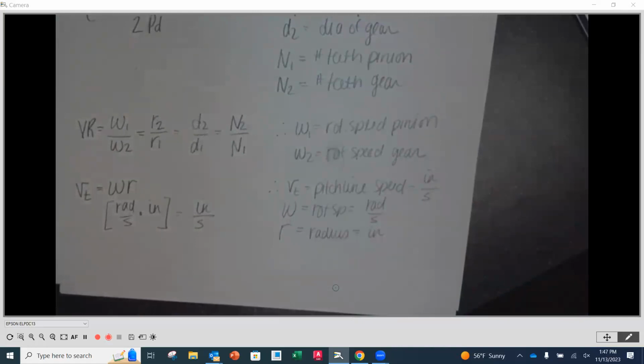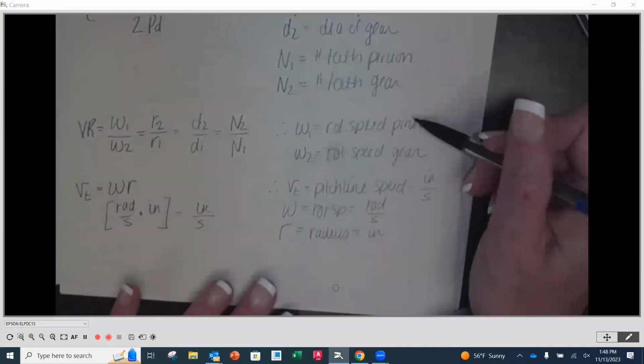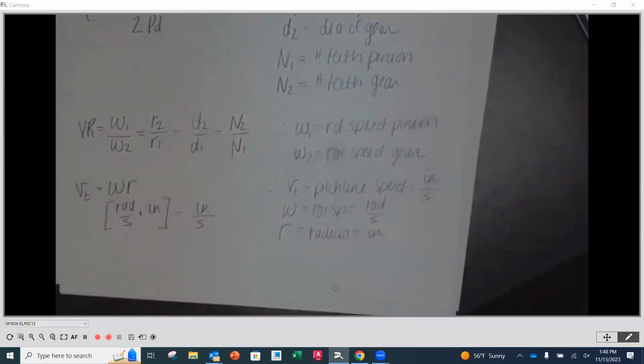Or feet per minute. That really depends on the industry you're in. A lot of times with conveyors, feet per minute is a common one. But for other things like the pitch line speed of a gear, we're looking at inches per second a lot of the time. Now, when I look up here, our W does not have to be in radians per second.